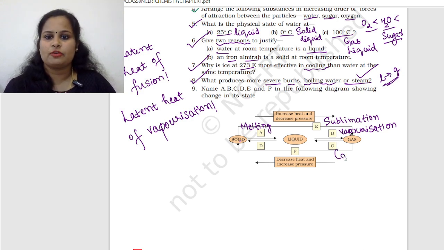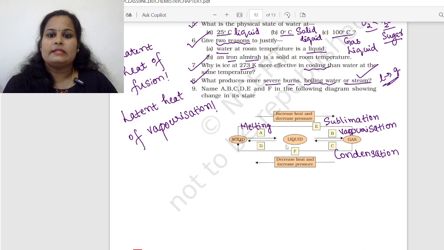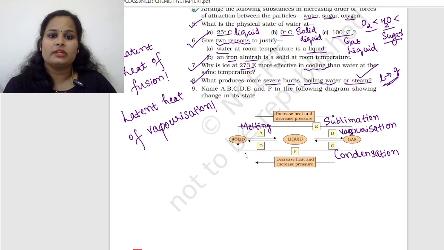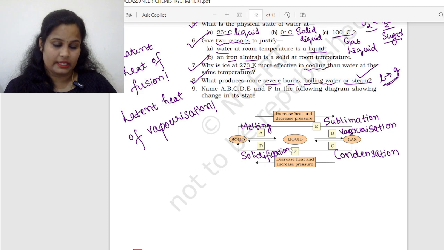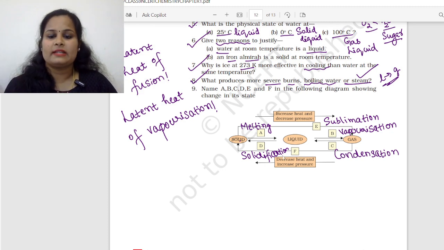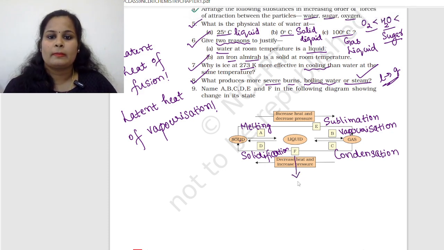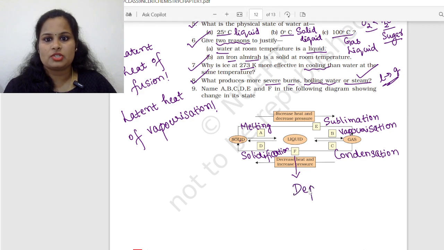Gas to liquid, C for condensation. All right. And D, it is liquid getting converted to solid, is solidification, right? Liquid, it is getting solidified. And F, gas directly getting converted to solid, it is deposition.